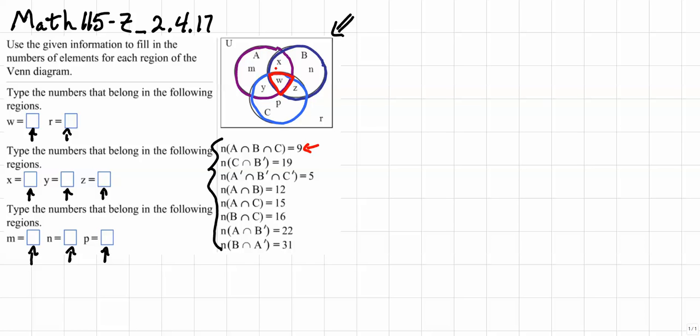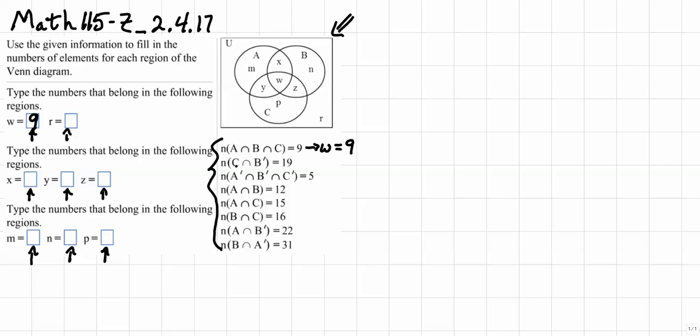So W is going to be equal to 9. And that's this right here. So we go ahead and say that W is equal to 9, and we can go ahead and put that value right there. Then we'll go to the next one.